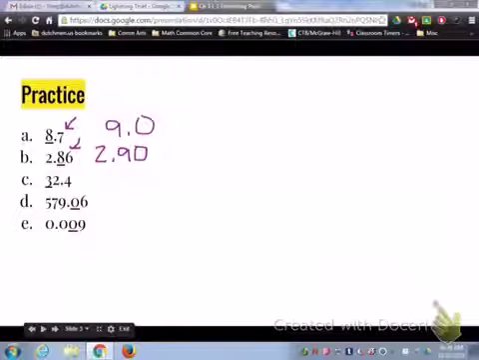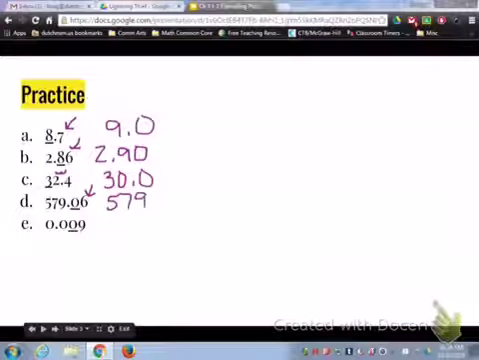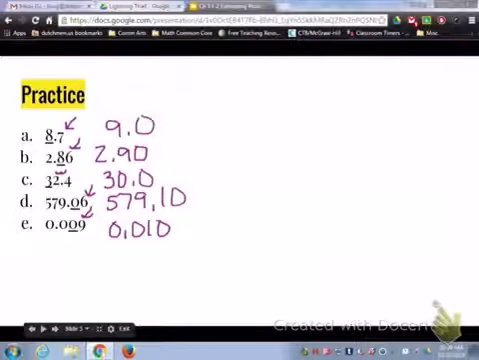Okay, so let's check your work. On C, the 3 is underlined, so we're going to look at the 2. The 2 tells the 3 to stay the same. Everything behind it goes to a 0. D, the underlined number is 0, so we look at the number behind it, which is 6. The 6 tells the 0 to go up 1. Everything in front stays the same. Everything behind goes to 0. And then E, the 0 is underlined, so we look at the 9 behind it. The 9 tells the 0 to go to a 1. Everything in front stays. Everything behind goes away or goes to 0. So these are our rounded answers.